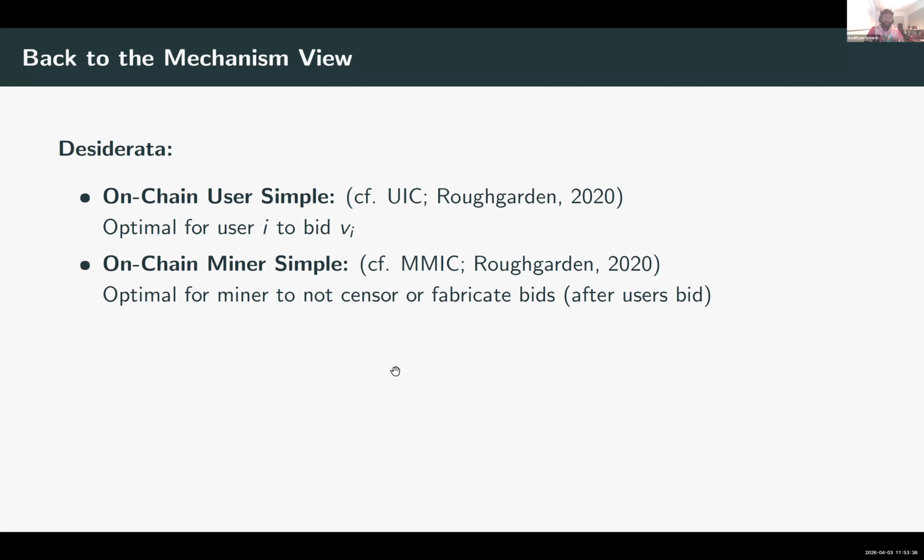The second says, once again, the auction that the users think they're bidding in must be the auction that they're actually bidding on. So in particular, the miner should not be able to just look at people's bids and then say, oh, if I throw in a fake bid now, all of a sudden I'm able to increase my revenue compared to if I were to behave honestly.